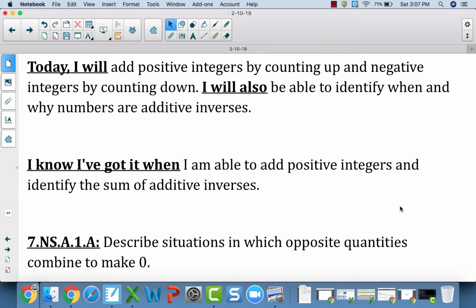You know you have this lesson and this content when you are able to add positive integers and identify the sum of additive inverses. Our standard is 7.NS.A.1.A: describe situations in which opposite quantities combine to make 0.